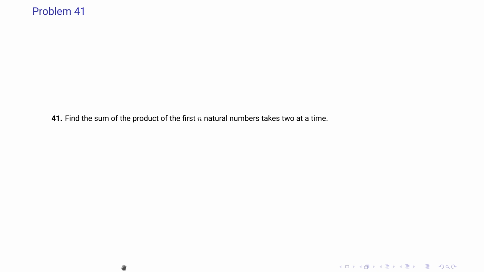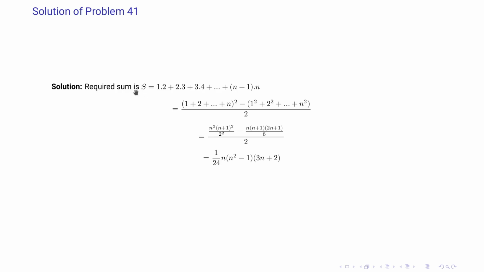Problem number 41 says, find the sum of the product of the first n natural numbers taken two at a time. So the required sum S would be 1.2 plus 2.3 plus 3.4 up to (n minus 1) into n. This is nothing but the square of the sum of all numbers minus the sum of squares of the numbers, divided by 2. Because when you expand (a plus b) whole square, you get a square plus b square plus 2ab.